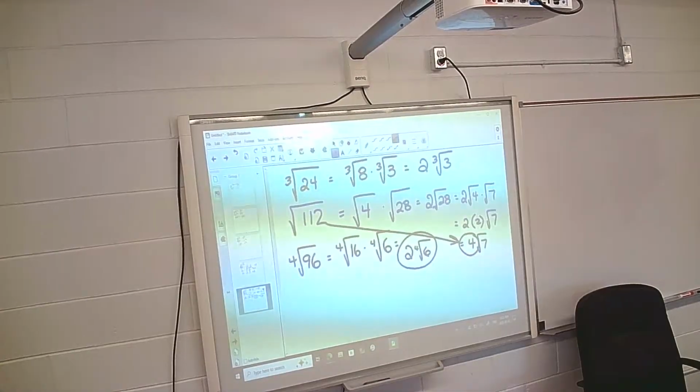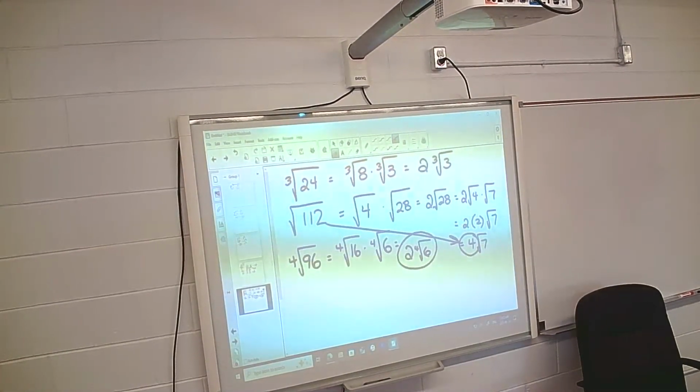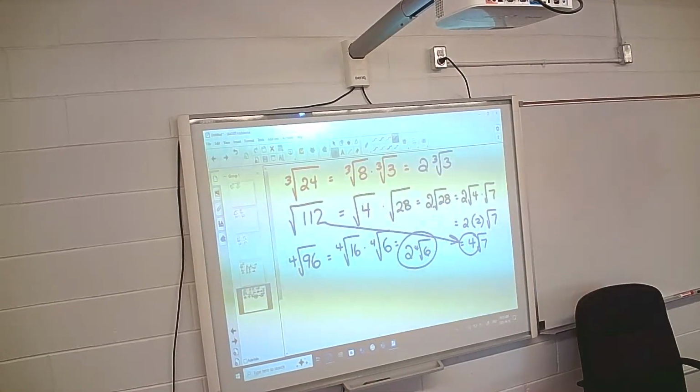Again, if you were to look on your calculator and you took 2 and multiplied it by the 4th root of 6, you would get the same answer as if you took the 4th root of 96.